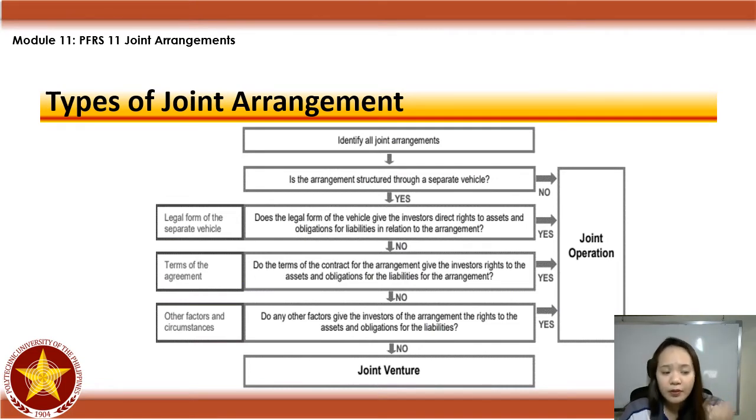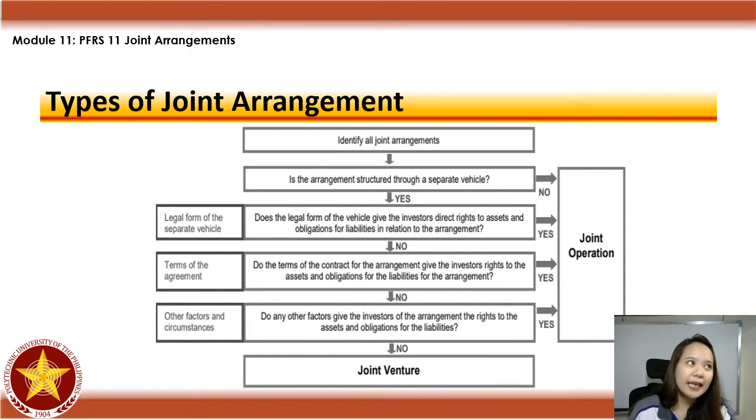Tingnan mo yung legal form, the terms of the agreement, and other factors and circumstances. Yung tatlong yon, it indicates na yung investors meron siyang direct rights to the assets or direct obligations to the liabilities. Kapag meron siyang direct rights or direct obligations, JO siya. Kapag wala, JV siya. So, in short, kapag JO, na-identify mo ano-ano yung assets na owned mo, or yung liabilities mo kay creditor A. Kapag specific asset or specific liability yung interest mo dun sa joint arrangement, that is a joint operation.